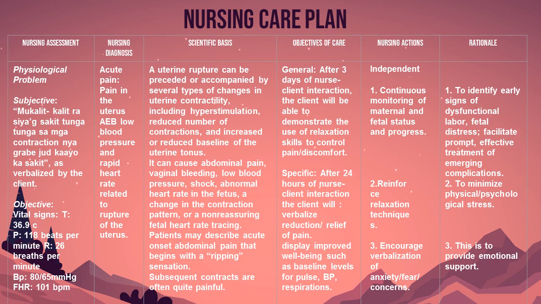Our nursing actions we have come up with. Number 1, continuous monitoring of maternal and fetal status and progress. Its rationale is to identify early signs of dysfunctional labor, fetal distress, and facilitate prompt, effective treatment of emerging complications. Our second nursing action is to reinforce relaxation techniques. This is to minimize physical or psychological stress. Our third nursing action is to encourage verbalization of anxiety, fear, or concerns. This is to provide emotional support.